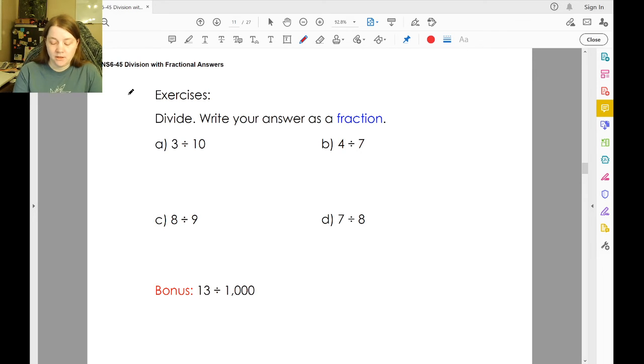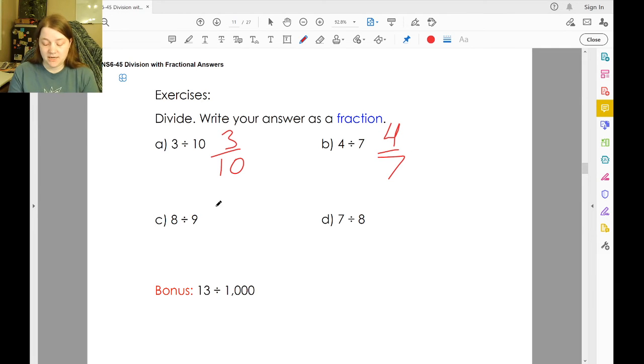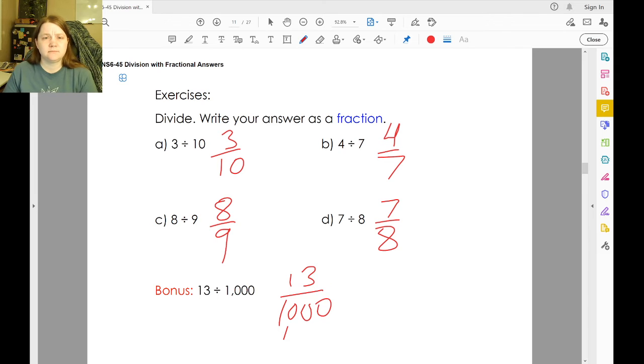Welcome back. 3 divided by 10 is the same as 3/10. 4 divided by 7 is the same as 4/7. 8 divided by 9 is the same as 8/9. 7 divided by 8, 7/8. 13 divided by 1,000, 13 over 1,000.